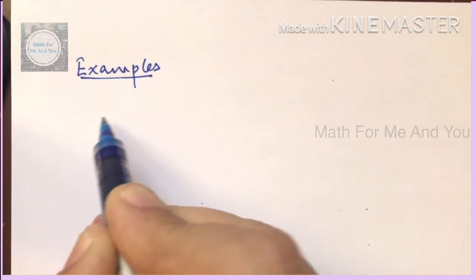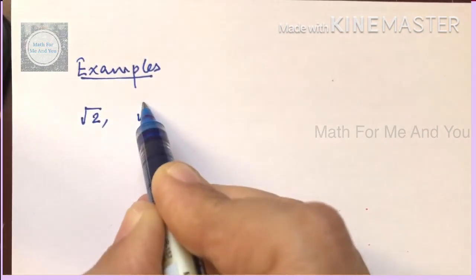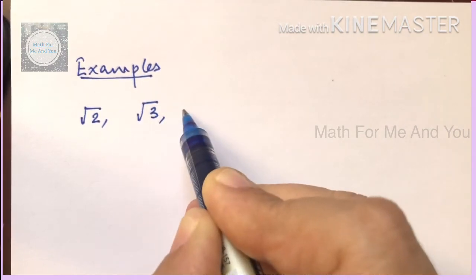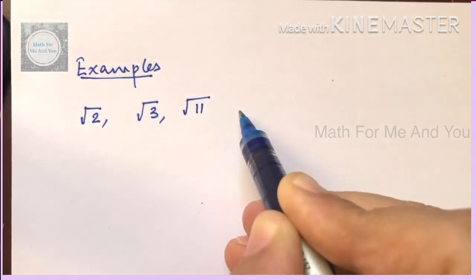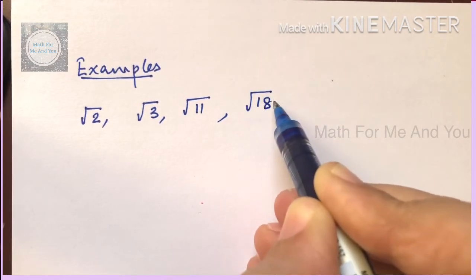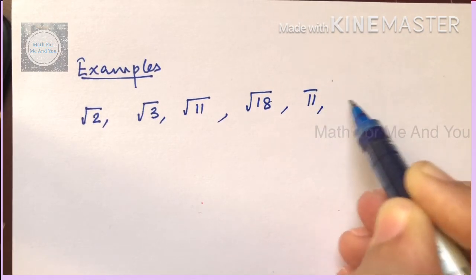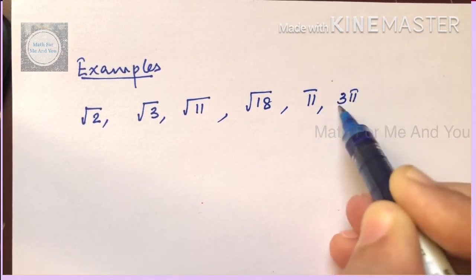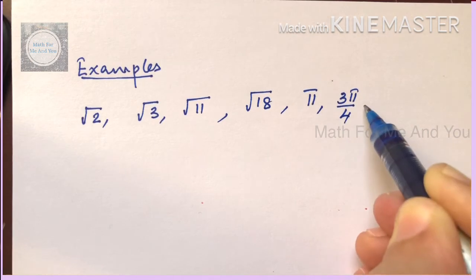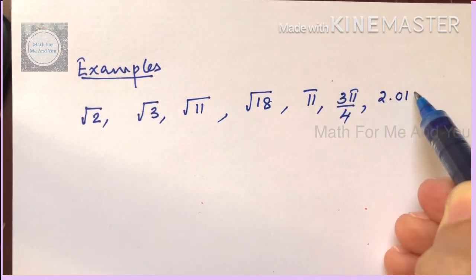First of all, we know that root 2 is an irrational number. Also of similar types are root 3, root 11, and root 18. These all are irrational numbers. Then pi. Pi is an irrational number. Also, numbers connected with pi like 3 pi by 4 and pi by 7 are all irrational. Then next is decimals.